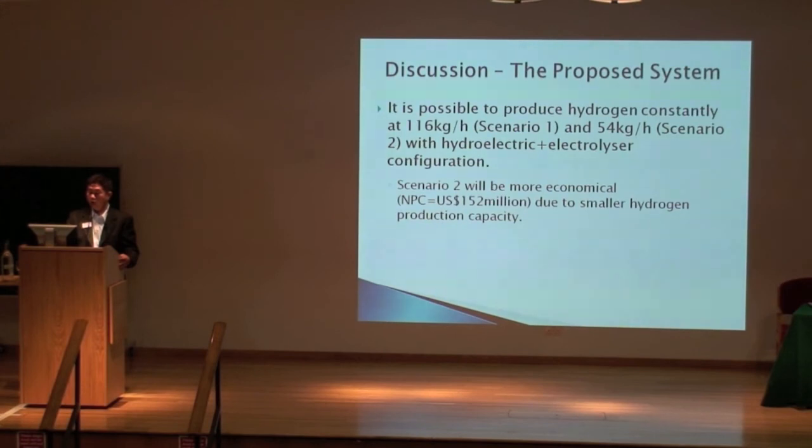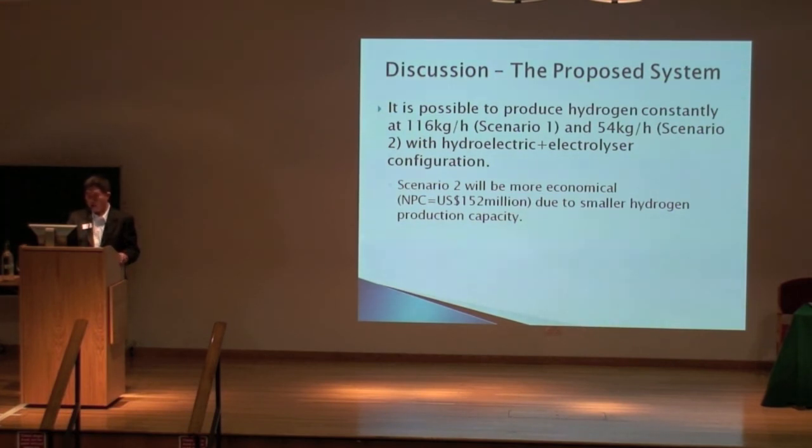So for the proposed system, it is only possible to produce 116 compared to 150 calculated theoretically. This is because my target is to look at a constant rate. It is possible to produce 150, but it will not be produced constantly.